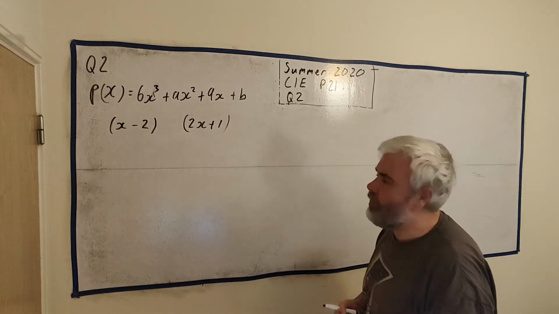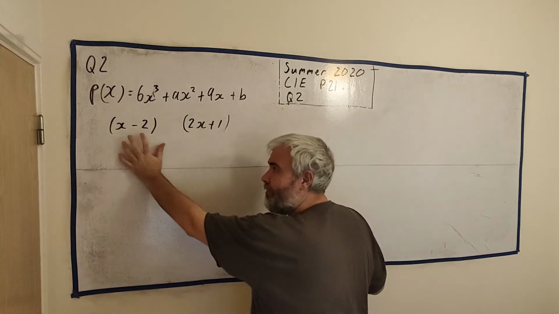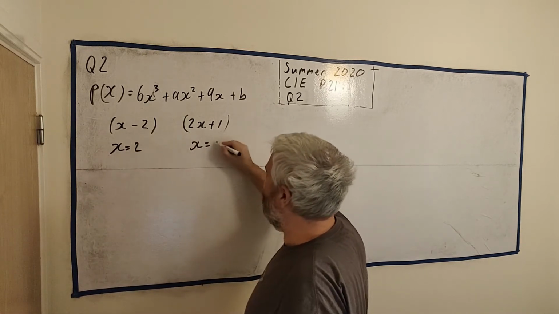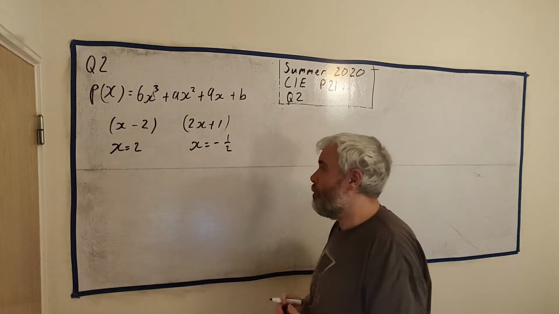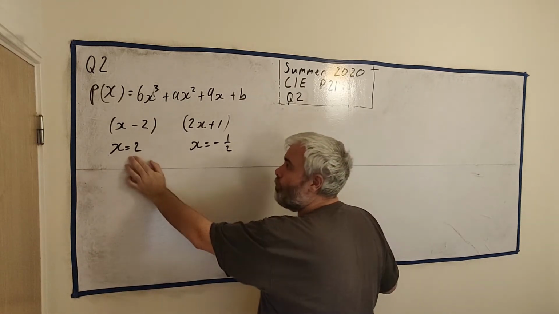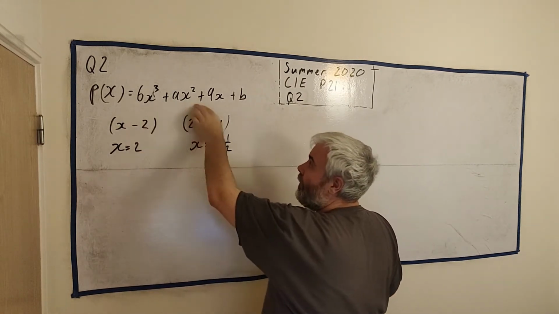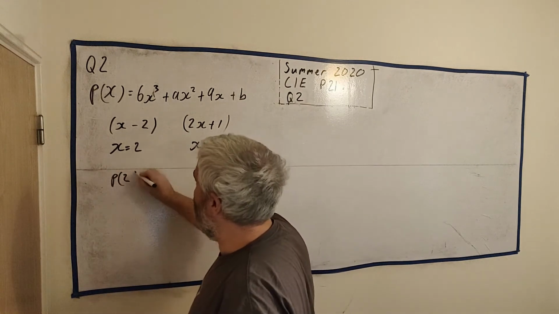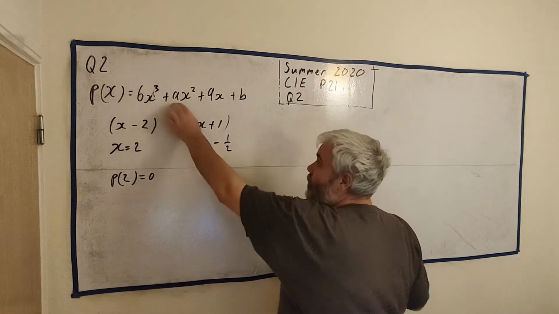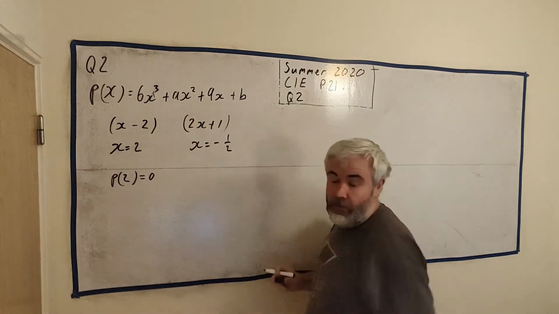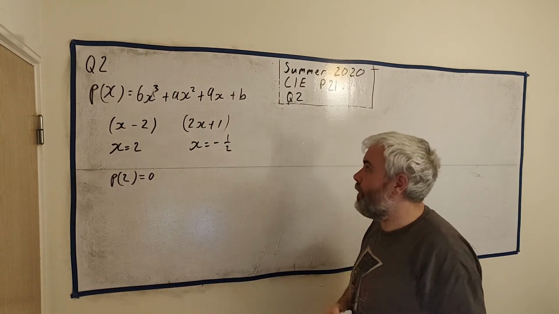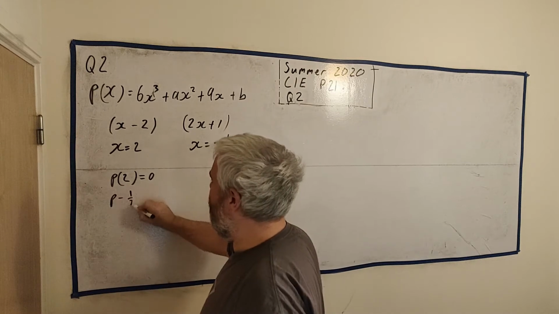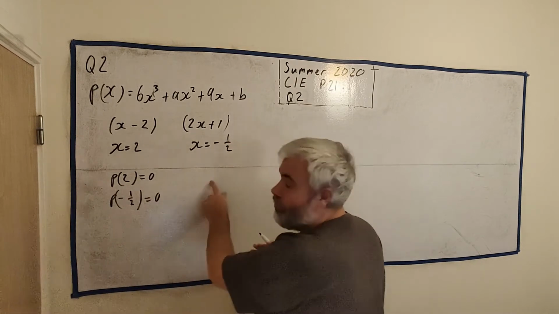The more common way to do it is, because we know these are factors, we know x equals 2 and x equals minus a half are roots. With the knowledge that this is a root, if I put the number 2 in here, the answer will equal 0. So p(2) equals 0. If I do that, I'll get two terms with a and b equals something. And again, when I put in p(minus a half) equals 0, I'll get another two terms with a and b.